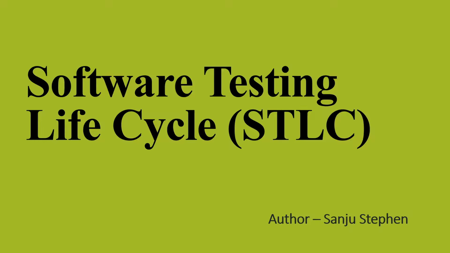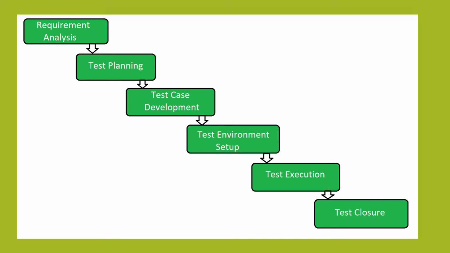This is one of the major interview questions for software testing jobs, and this is the systematic approach for testing a web application or software product in software testing. So how can it be performed? The different phases of the software testing life cycle are these steps: requirement analysis, test planning, test case development, test environment setup, test execution, and finally test closure.